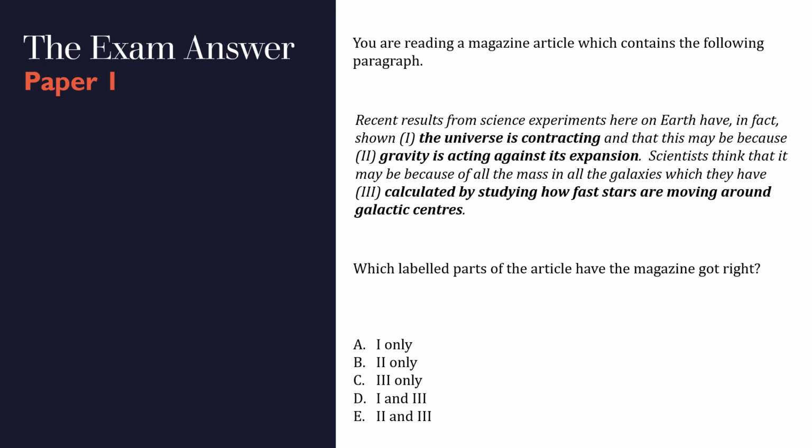The last one, calculated by studying how fast stars are moving around galactic centres, is in fact the way that we assess expansion or contraction of the universe through the Hubble constant. So where does that leave us? Well, that leaves us with 2 and 3 being correct, and therefore answer E is the correct one. But like I say, that second statement is the trickiest here.